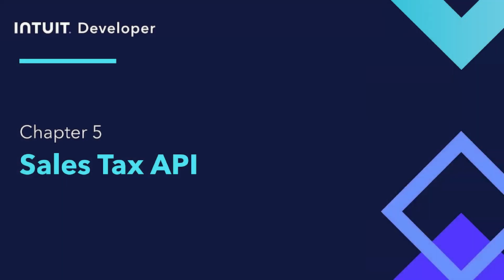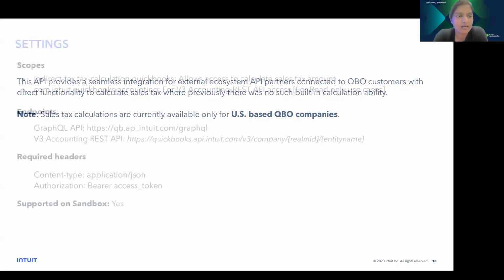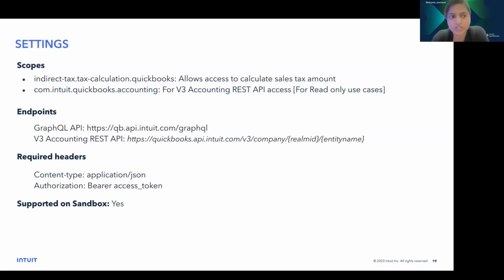So now moving on to the sales tax API, we have this new sales tax API available only for US-based QuickBooks companies which have the automatic sales tax engine enabled. This particular API helps you calculate the sales tax, whereas previously there was no such built-in API functionality for this purpose.